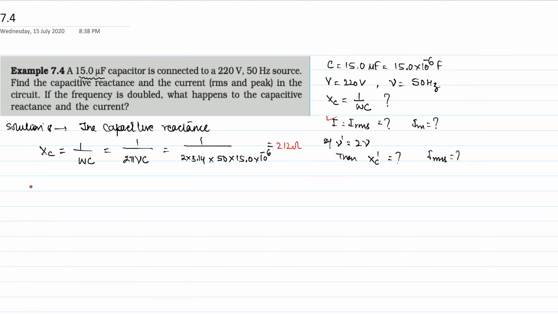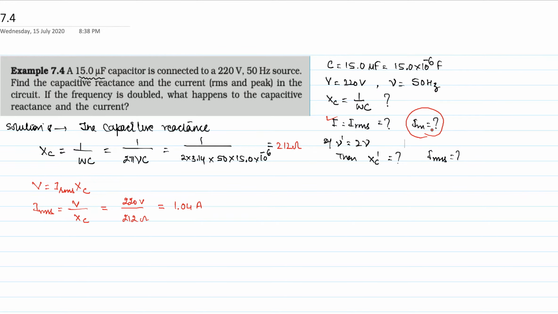So the root mean square value of current can be determined. We know that V is equal to I rms times the resistance, and here the resistance is the capacitive reactance. So I rms is equal to voltage upon XC. The voltage is given to you, this is 220 volt, and XC you have determined now, this is 212. So this will come out to be 1.04 ampere.